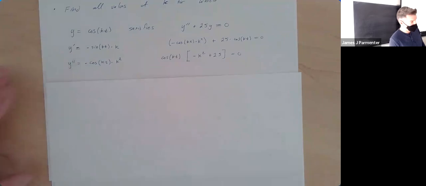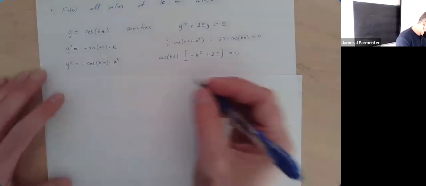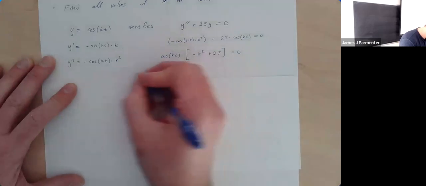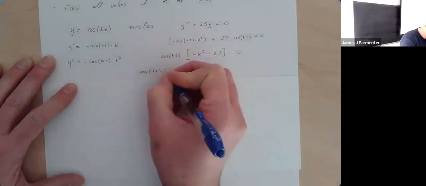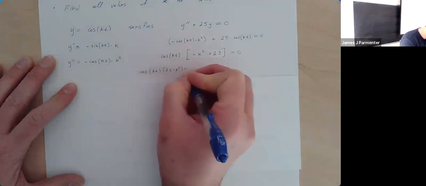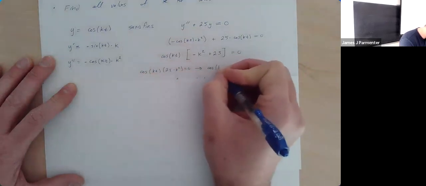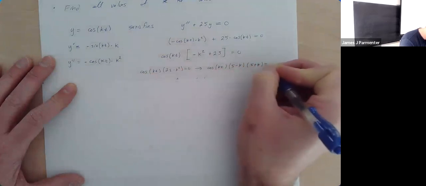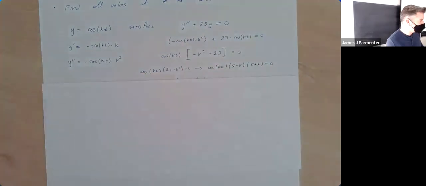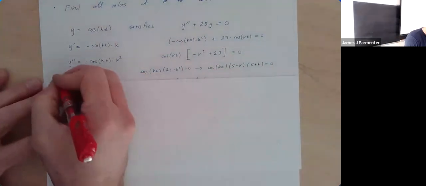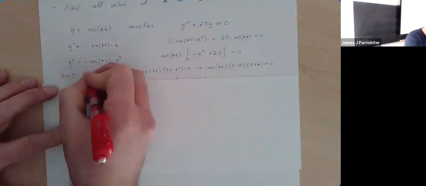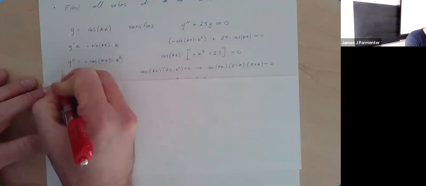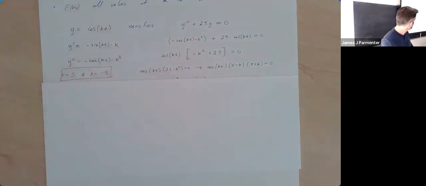And you can either say what the solutions are, or you could factor even further, right? You could write this as cosine of kt times 25 minus k squared equal to 0, which then factors as cosine of kt times 5 minus k times 5 plus k equal to 0. So there's actually two valid solutions here. Our solutions are going to be k equal to 5 and k equal to negative 5. Don't forget about the plus or minus square root thing there, right? We definitely get two solutions here.